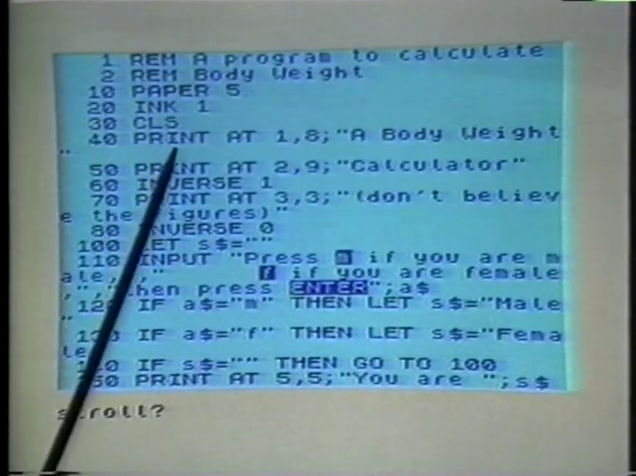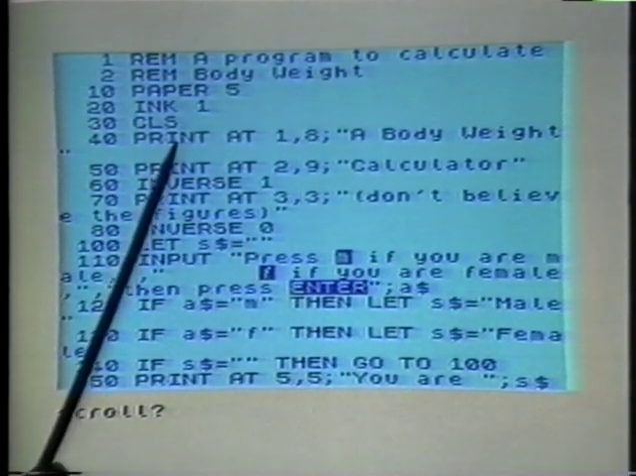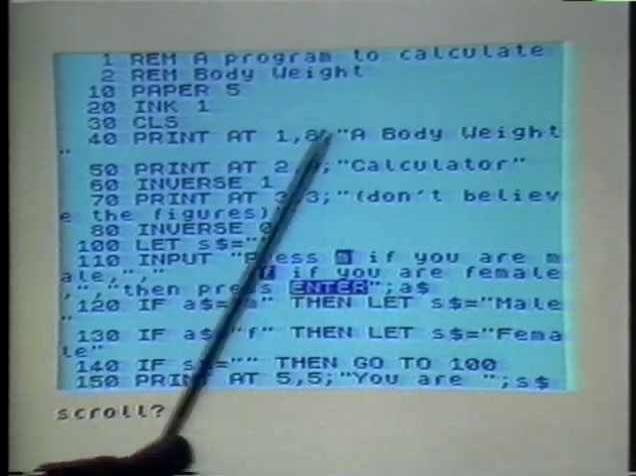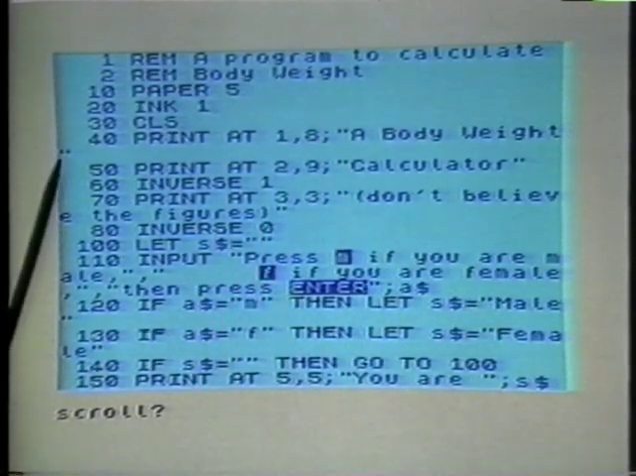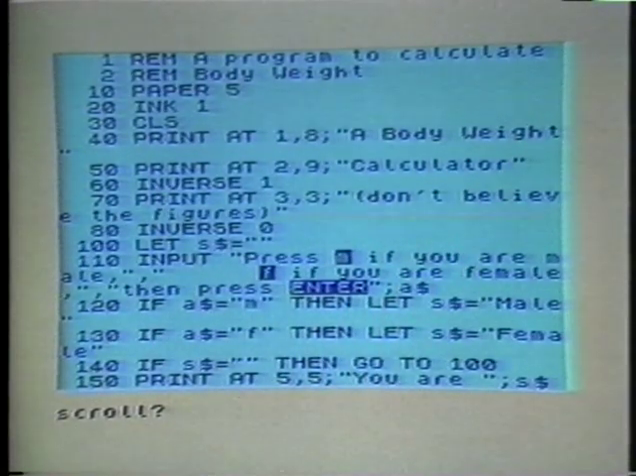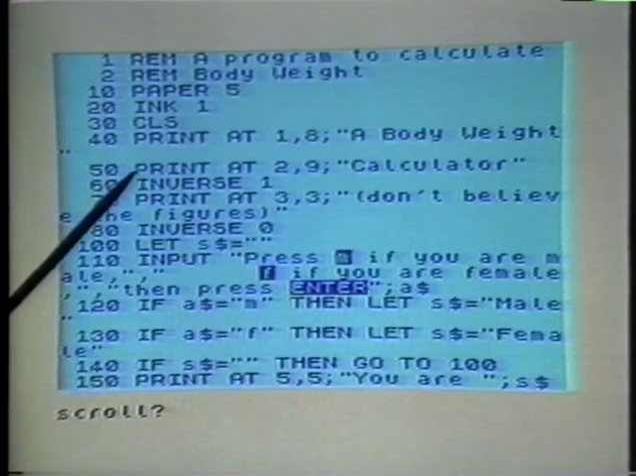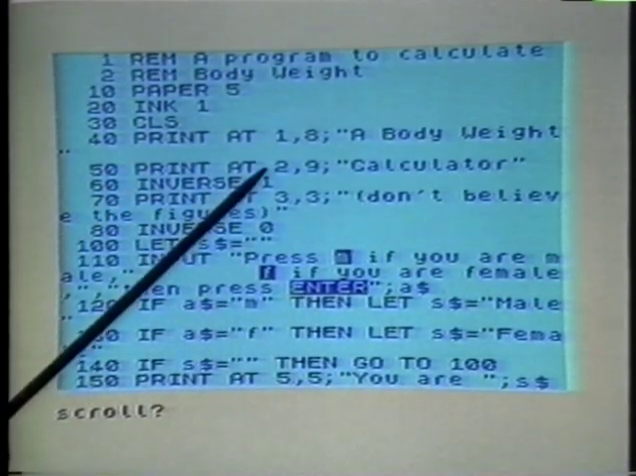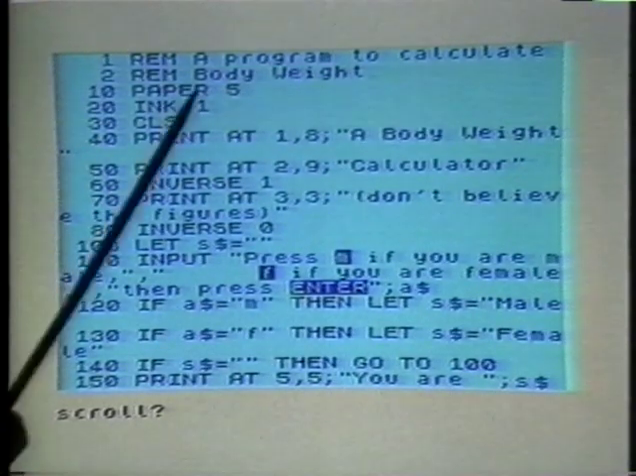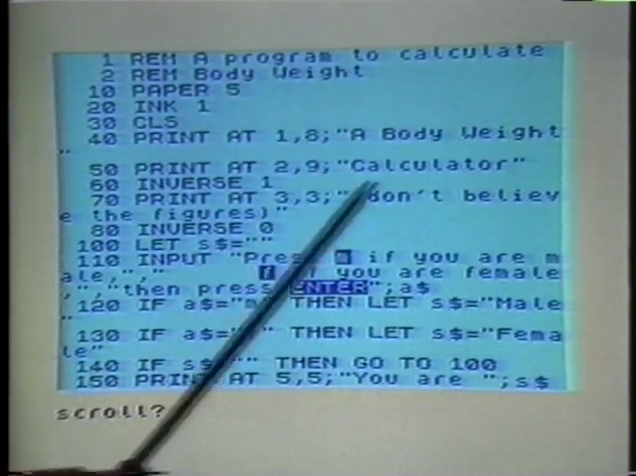Anytime that we want to print fixed information, information that's never going to change, we can simply put a quotation mark there and a quotation mark there. Whatever we put between those quotation marks will be printed. In the same way, the next print statement prints at line 2, position 9. So line 2, position 9, the word calculator.